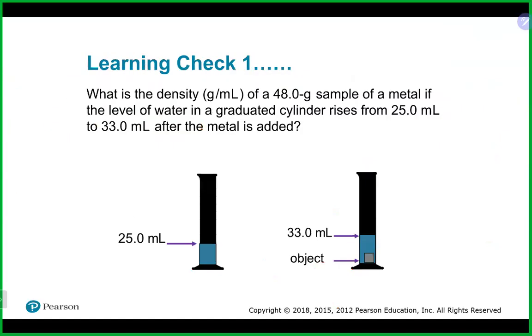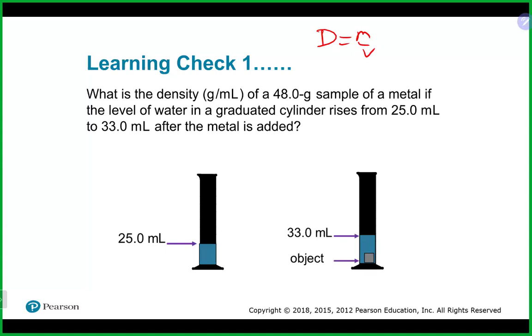All right, so why don't you try this one? What is the density of 48 grams of a metal if the graduated cylinder rises from 25 milliliters to 33 milliliters? A good practice in chemistry is to pull out the information from the problem and label what it is. A lot of times that will point you in the right direction if you're not sure what you should be doing.